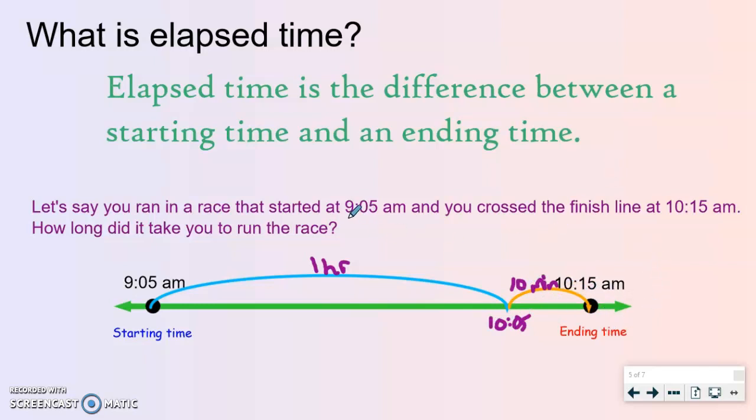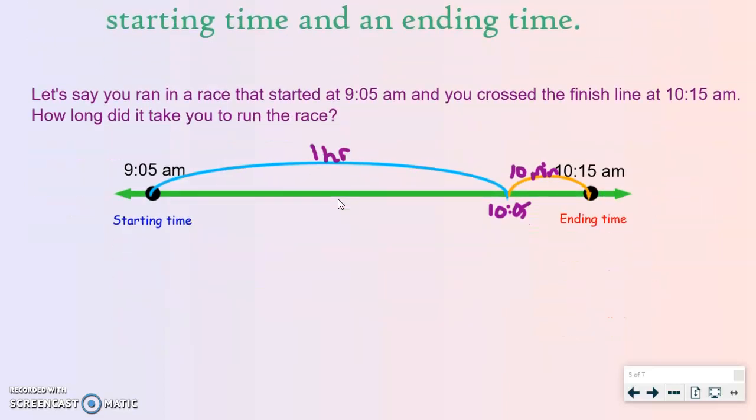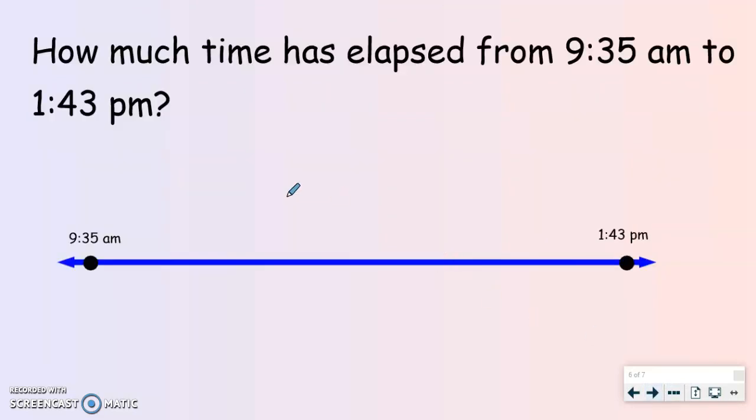So now, to actually answer the question of how long did it take me to run the race, I would just add these amounts together. So it took me 1 hour and 10 minutes to run the race, which again is a very good time for a 10K. All right, so let's try one more.